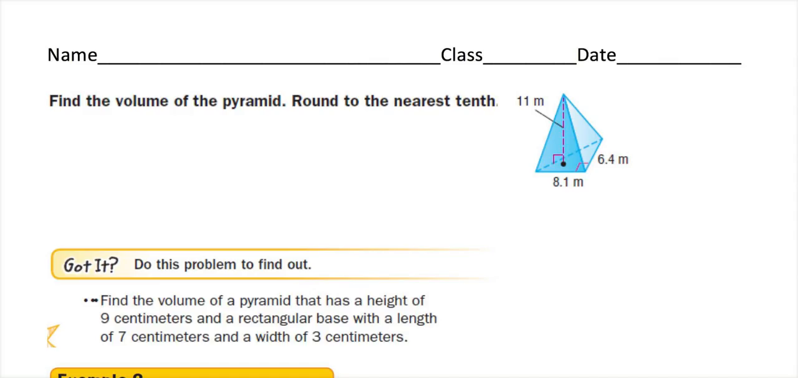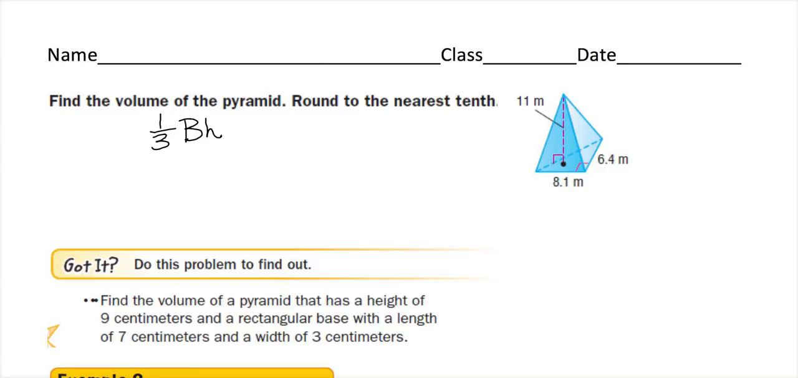All right, let's look at this one. Okay, again, we're supposed to round to the nearest tenth. Now we have to find the area of the base. So 1/3 area of the base times the height. I have to find the area of the base. Well, the base this time is a triangle, all right? So if I'm going to find the area of the triangle, I'm going to have to do 1/2 of the base times the height.